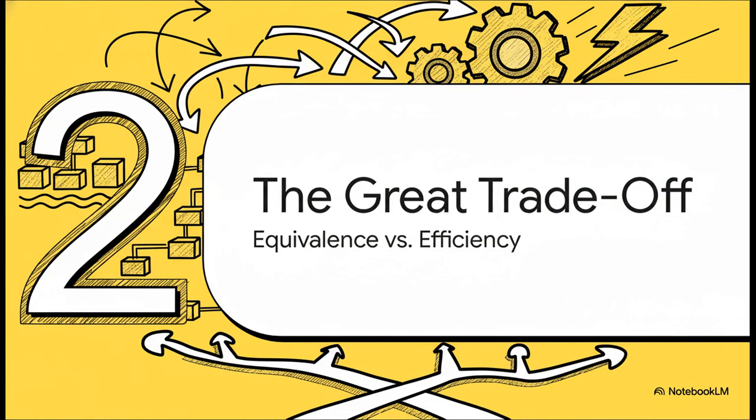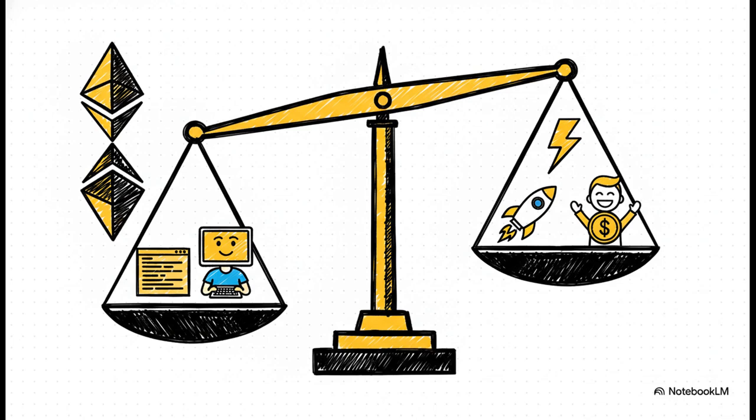But, this is where things get tricky. Building one of these zkEVMs means facing a pretty fundamental conflict, a huge design choice that every single team has to make. And it all comes down to this core trade-off. Do you want to be a perfect clone of Ethereum, or do you want to be as fast as humanly possible?